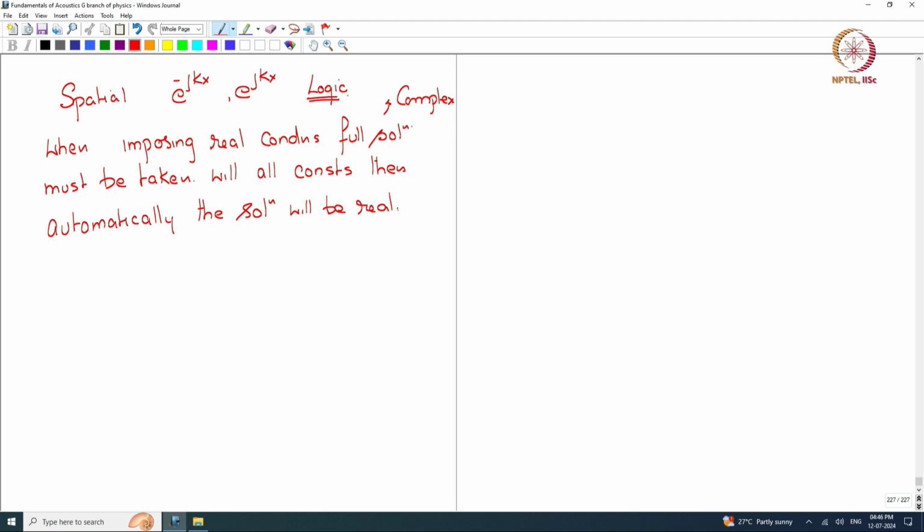And each condition will be equal to two conditions, a real condition and an imaginary condition. If we do not do that, we have to take this, and automatically real will not follow. You will have to take the real value of the quantity and it has to be imposed.